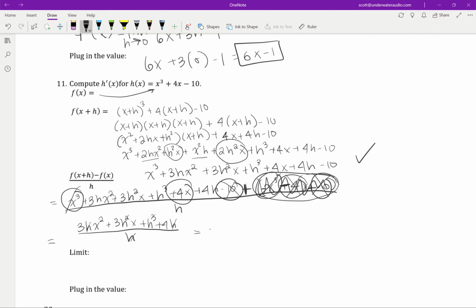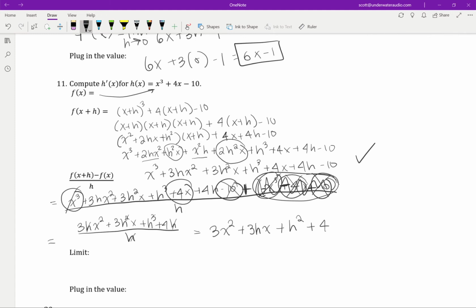That leaves me with 3x squared plus 3hx plus h squared plus 4.